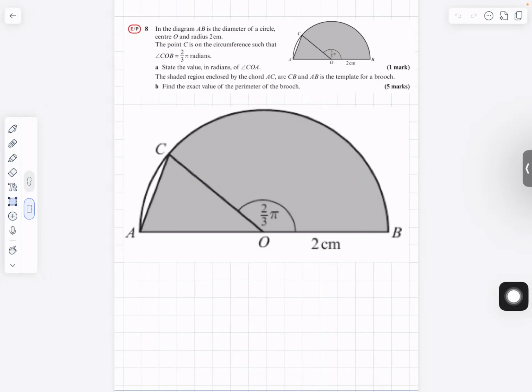So in the diagram, AB is the diameter, center O, and the radius is 2 centimeters. The point C is on the circumference such that angle COB is equal to 2 over 3 pi radians. State the value in radians of angle COA. 1 mark.